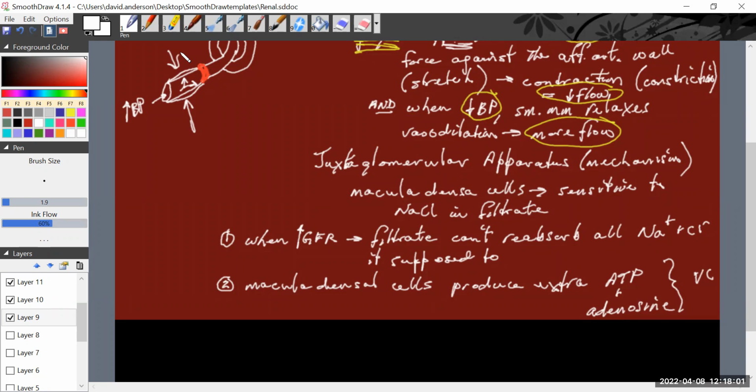Are we okay with that? That we talked about last week. Yes? No? Yeah. Okay. So that's one mechanism that we have that's going to solve the problem of high glomerular filtration rates. We're going to get vasoconstriction, right? So that's going to cause the glomerular filtration rate to come back down. Negative feedback, reverse the stimulus.